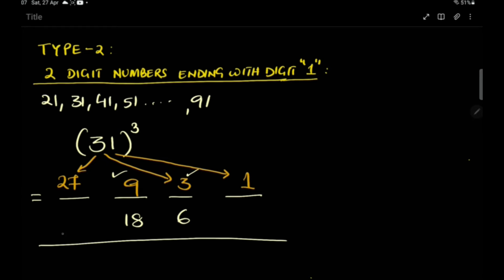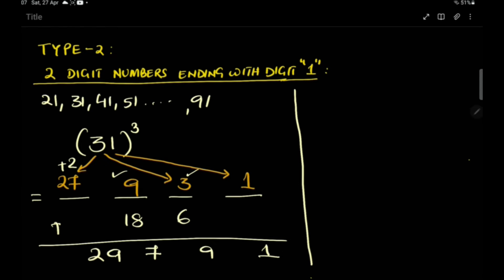Now let us add all those digits. We will bring 1 down here. 6 plus 3 is 9. Here 9 plus 18 is 27. We can only write 7 here. 2 will be carry forward. Hence the answer is 27 plus 2, which is 29. Hence the cube of 31 is 29791. Let us take another example, 51 cube.